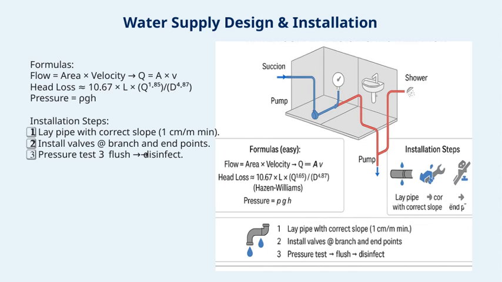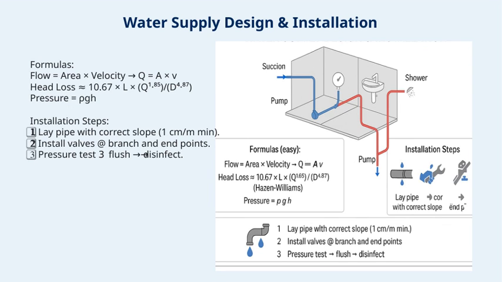In this slide, we're focusing on the design and installation of water supply systems. First, let's talk about some fundamental formulas. The flow rate, which we denote as Q, is calculated by multiplying the cross-sectional area, A, by the velocity, V, so Q equals A times V. This helps us understand how much water is moving through the pipe at any given time.